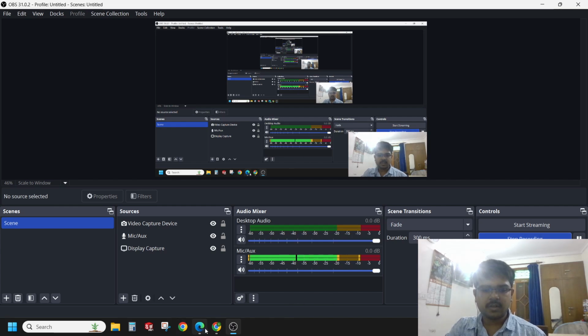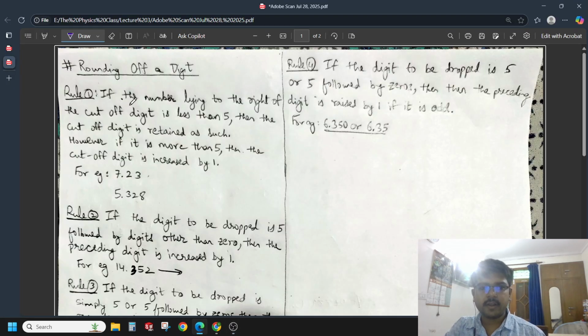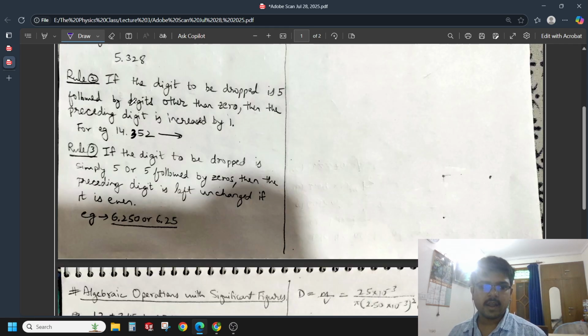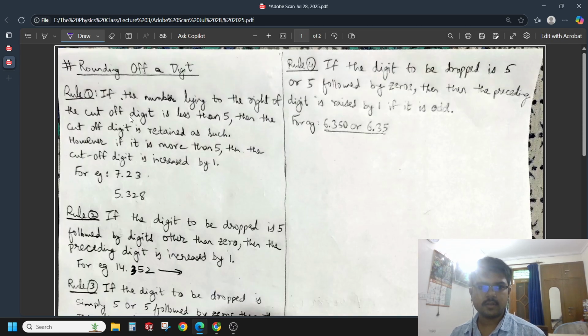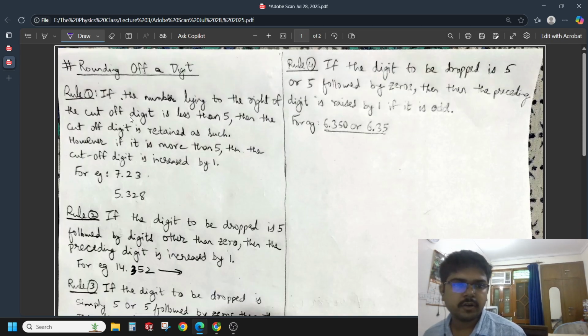In this lecture, we will study rounding of digits and algebraic operations with significant figures. So first, rounding of digits. There are four rules in rounding of a digit.